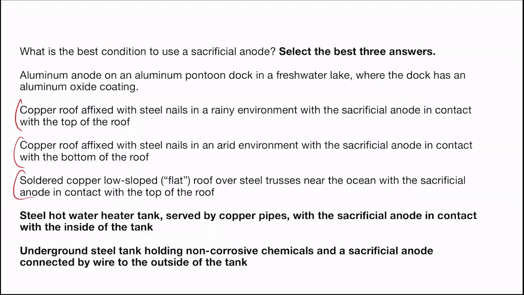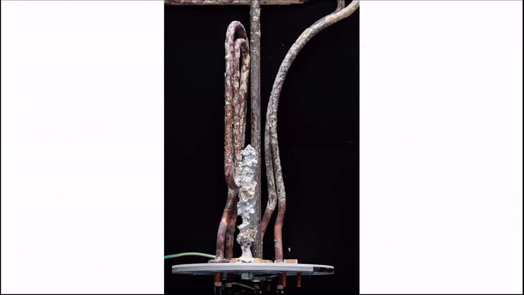Now the next one is a steel hot water heater tank served by copper pipes with the sacrificial anode in contact with the inside of the tank. Our steel hot water heater tanks are steel because steel is stronger than copper. Copper is more malleable, and our pipes are often copper because of that. And there's water involved because it's a hot water heater. So in a hot water heater, you have a steel tank, you have water, and you have copper pipes.